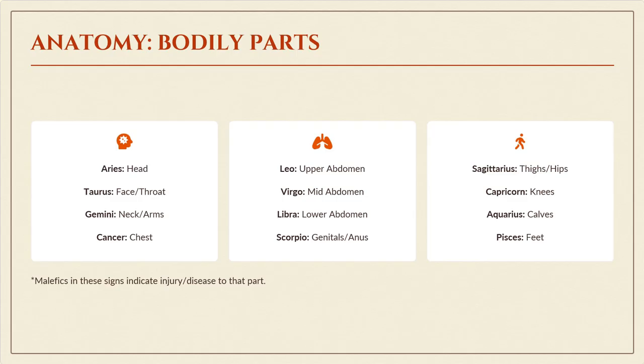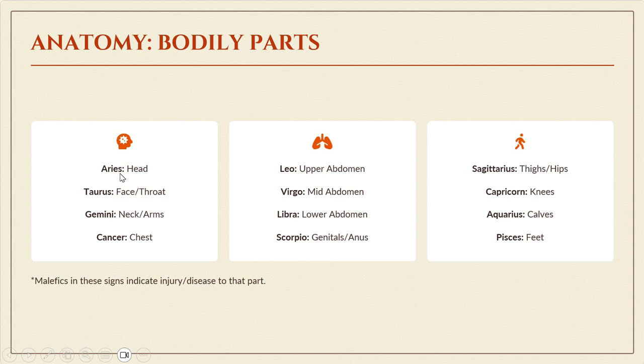Okay, and similarly for other planets and other Rashis also. So this is how we use these characteristics in prediction. Now Leo represents the upper abdomen. If you see, there is a sequence: this is Rashi 1, Rashi 2, Rashi 3.